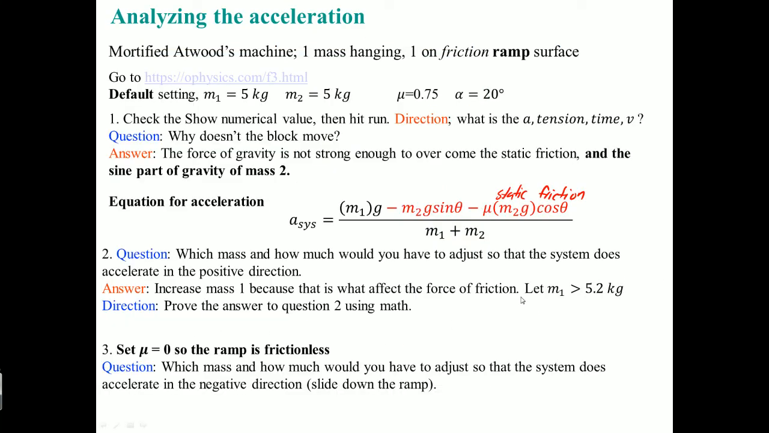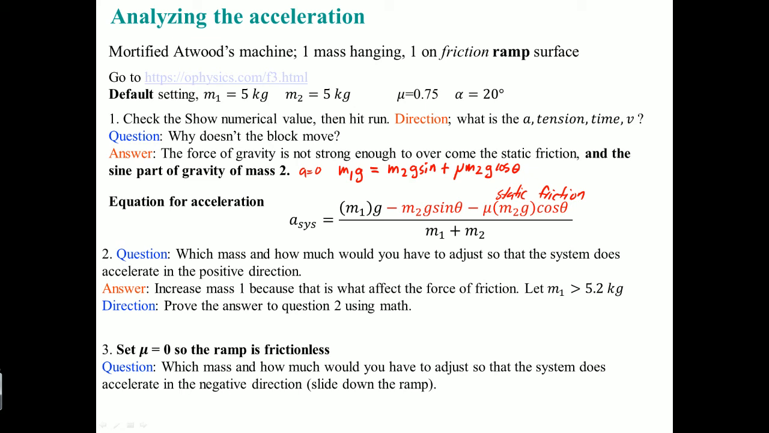And if you want to see math, okay, so if you want to look at the math for that, for it to be at equilibrium, a equals 0, not v equals 0. When a equals 0, that means m1g is equal to m2g sine theta plus mu m2g cosine theta, right?